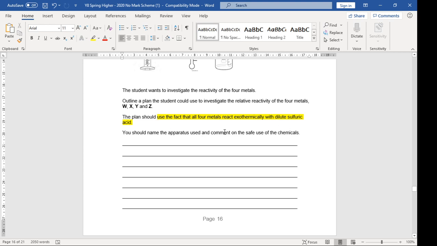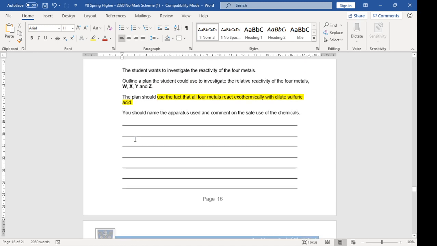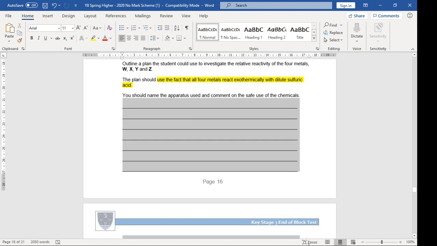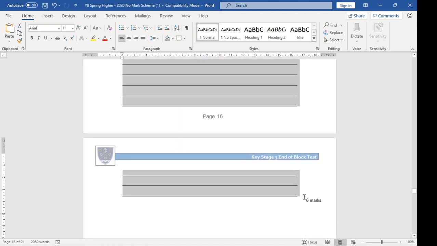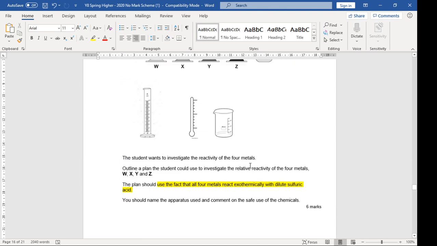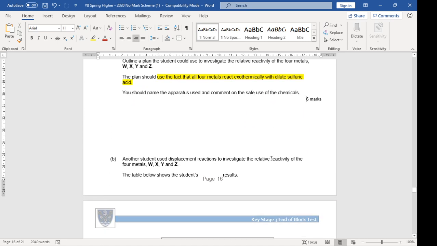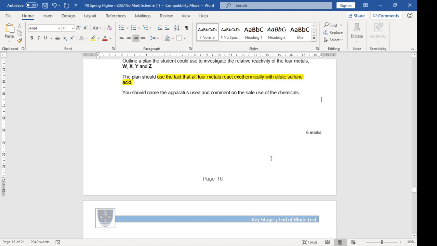And we've got to name the apparatus used and comment on the safe use of chemicals. So I would start this one by thinking about my variables. You don't necessarily get marks for this, but it really helps you to plan it. So my independent variable is going to be the metals. Crucially, my dependent variable is going to be to do with this.